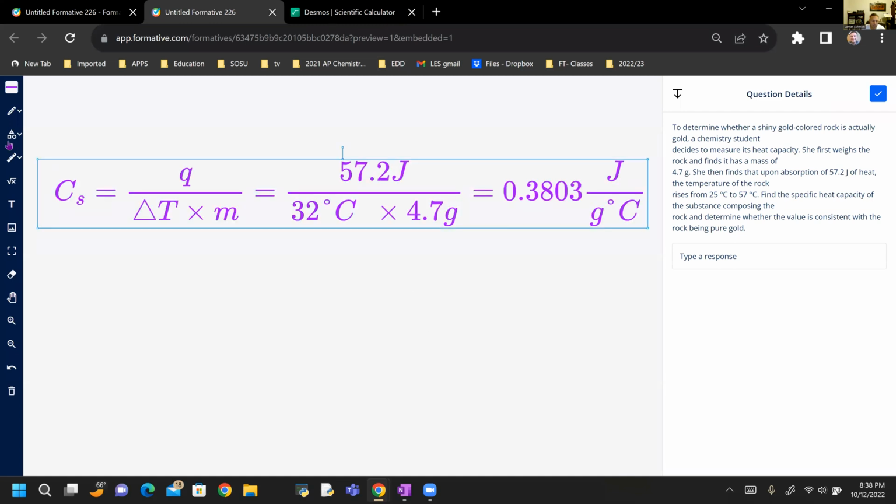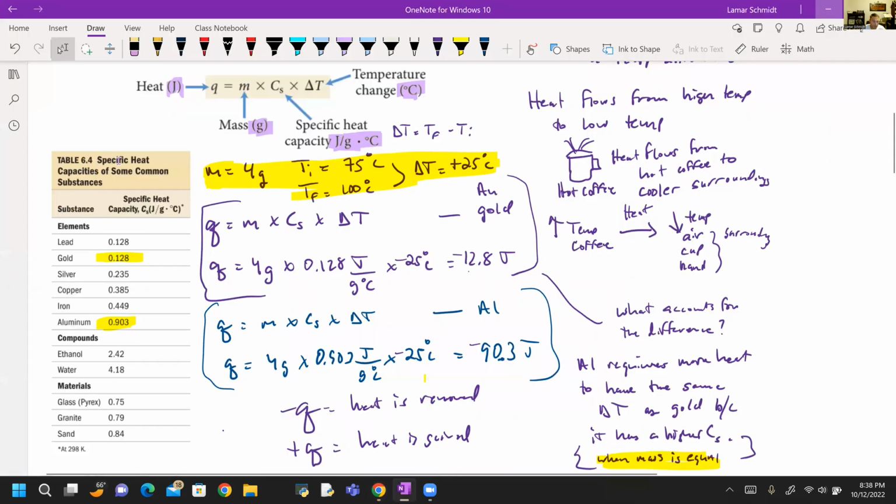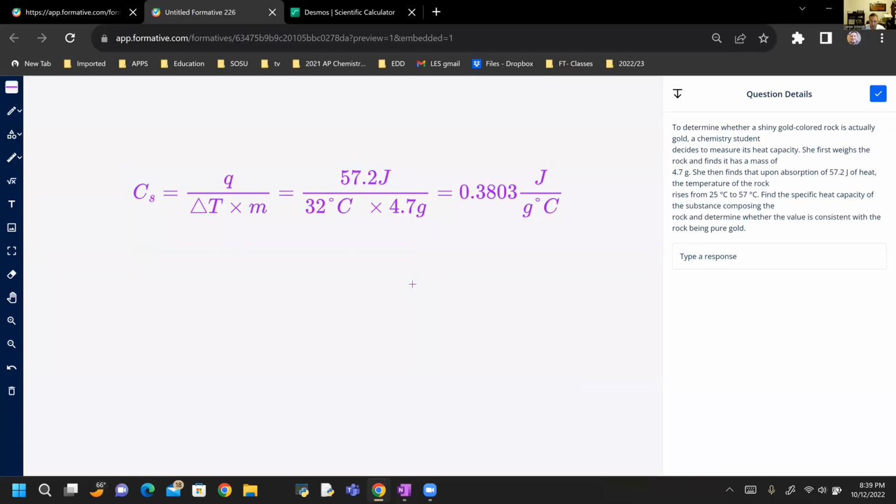And the question would be, well, is this gold? I don't know. How would I know if it's gold? Well, I go to my handy dandy specific heat capacity chart. And what is the specific heat capacity of gold? 0.128. So if you thought that was gold, you were fooled. That there ain't gold. That's fool's gold. All right. And so it is not consistent with that being gold.